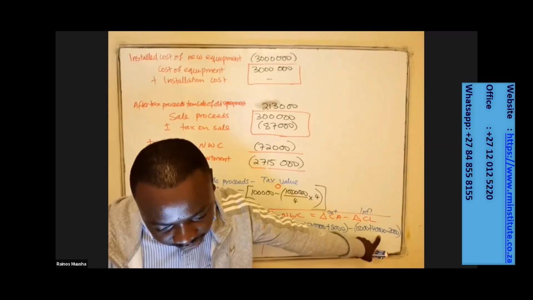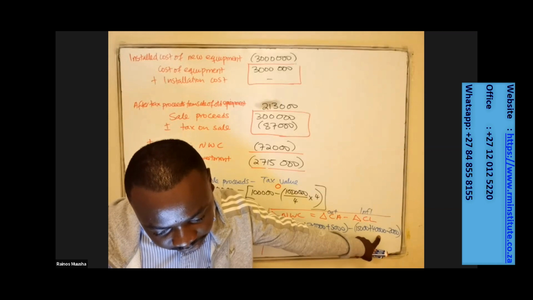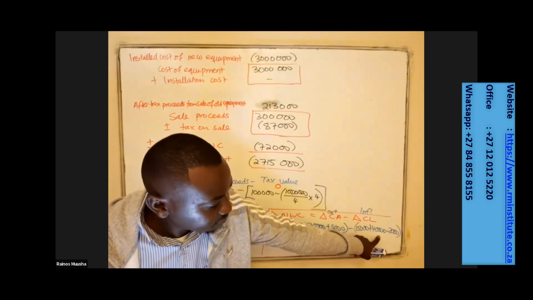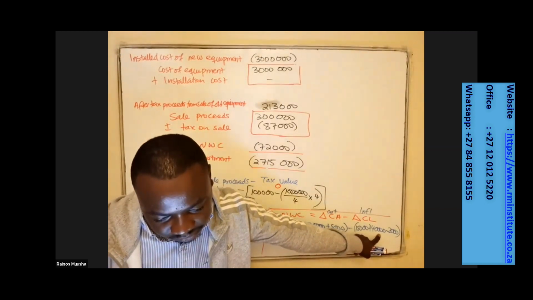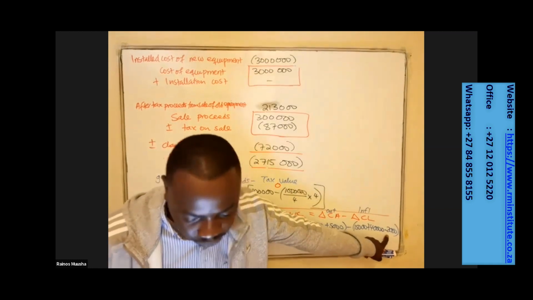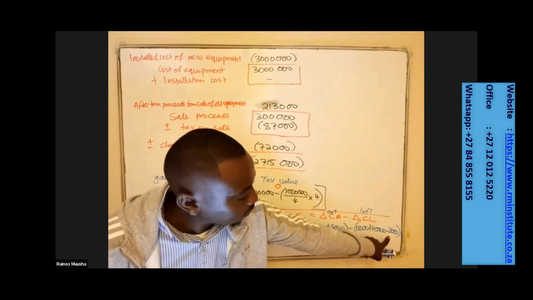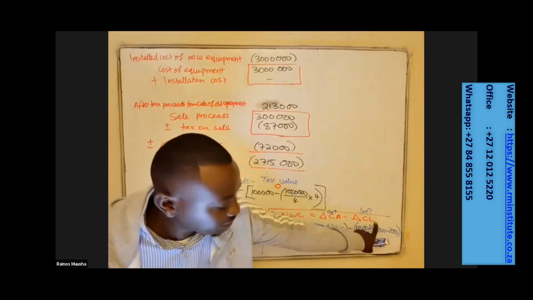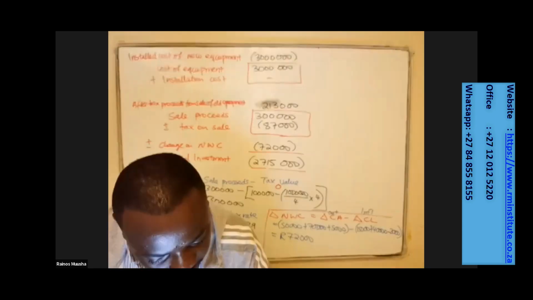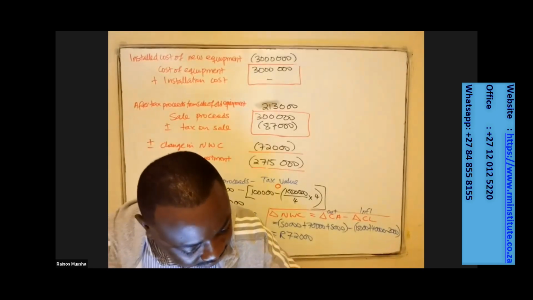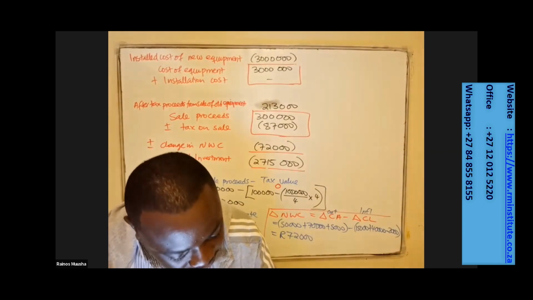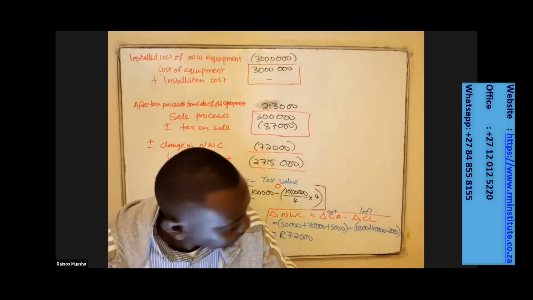Our accounts payable increased by 40,000, which is an increase as well. But then our accruals decreased by 2,000, so they're going to be subtracted here. Hence, it's going to be decreased.